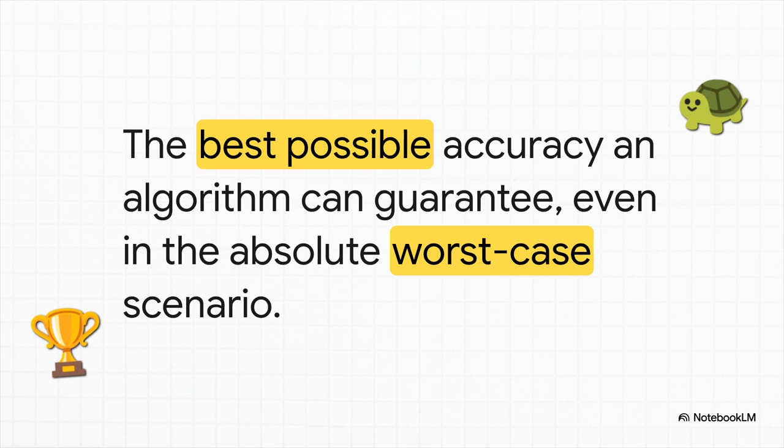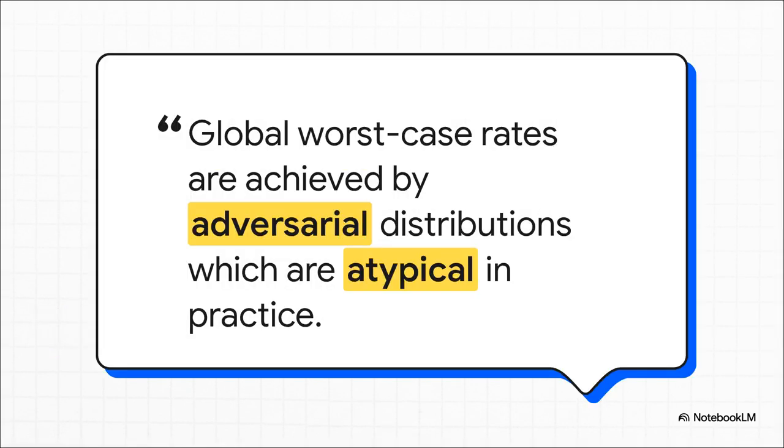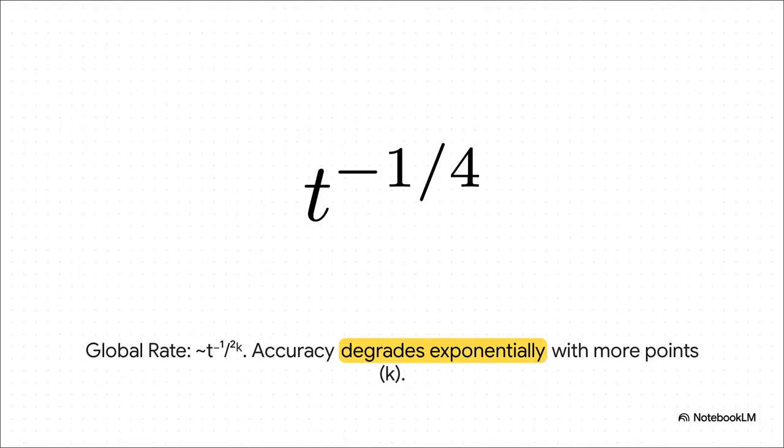Think of it like a performance benchmark for the absolute hardest version of the problem you could ever imagine. But there's a catch, and this quote from the paper sums it up perfectly. These so-called worst-case scenarios are often these bizarre adversarial arrangements that are specifically cooked up to be difficult. They aren't the kind of situations that scientists are usually dealing with in the real world. And this worst-case rate is, well, it's slow.